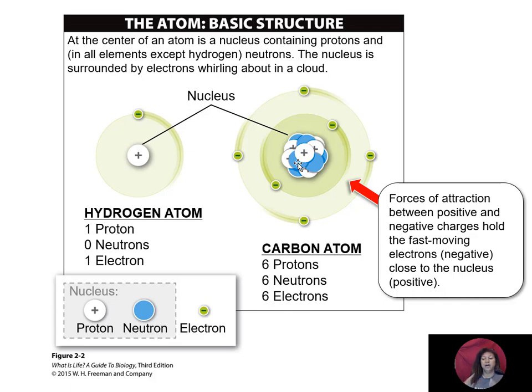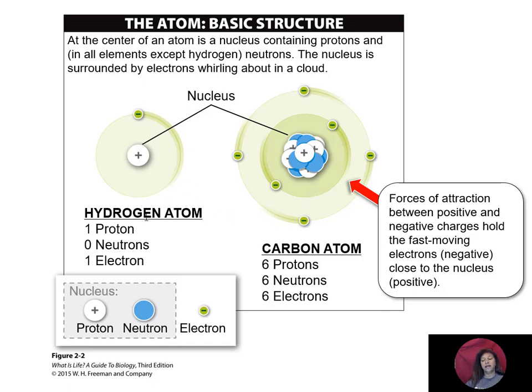Inside the nucleus, you have protons and neutrons. Protons are positive, neutrons, as in their name, they're neutral. They have no charge. Electrons are negative, and they reside in shells outside of the nucleus. Okay? So you've got forces of attraction happening between the positive charge of these protons in the nucleus and the negative charge of these electrons that are circulating in shells outside of the nucleus. And that's what's holding the atom together on a very basic level.